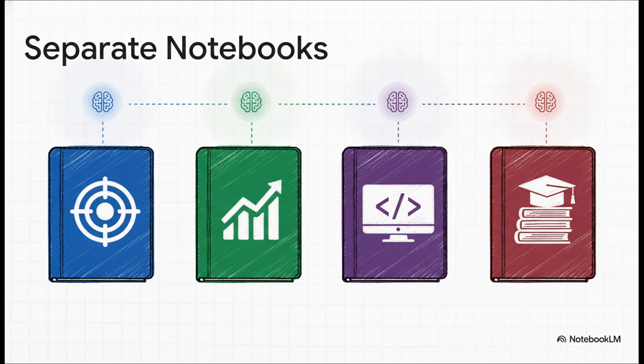So to fix this, use the research tools to gather authoritative documents and organize them into tightly focused, completely separate spaces. Build one specifically for marketing, one for investing, one for programming, and one for your studies. Treat every single notebook like you're hiring a private AI expert for that specific area of your life. No cross-contamination, just laser-focused brilliance.